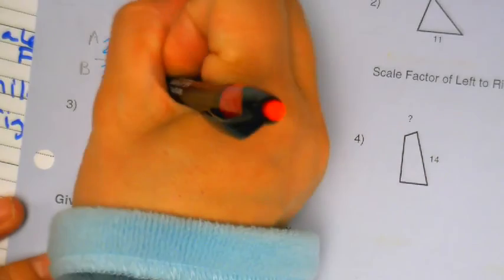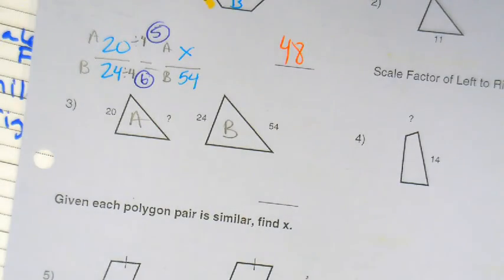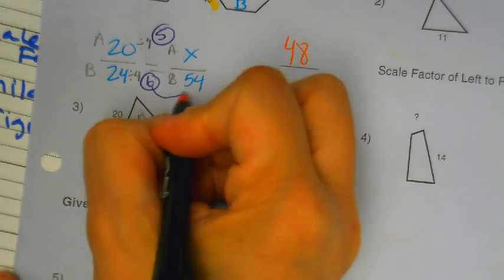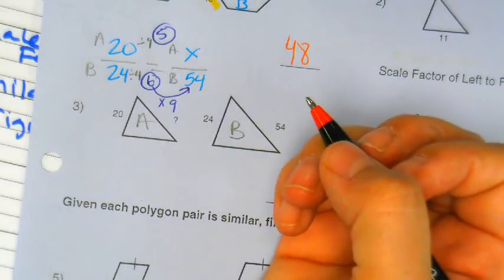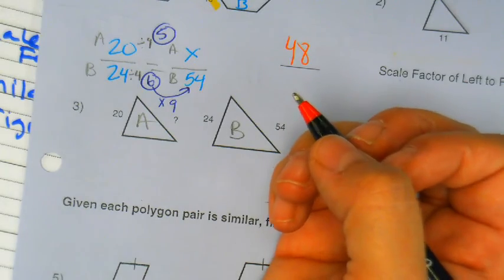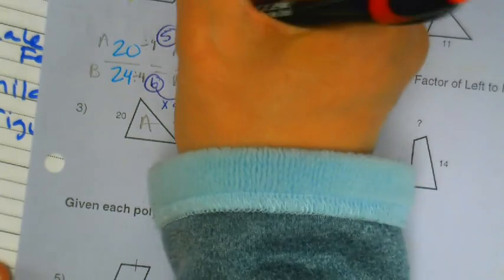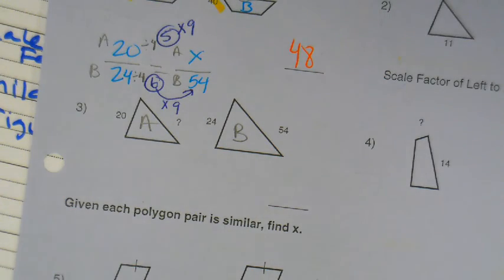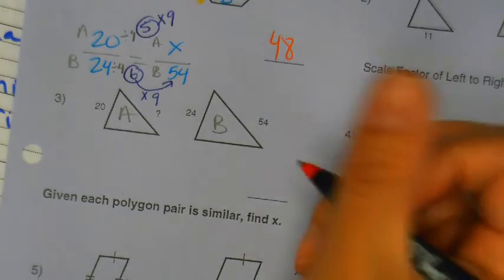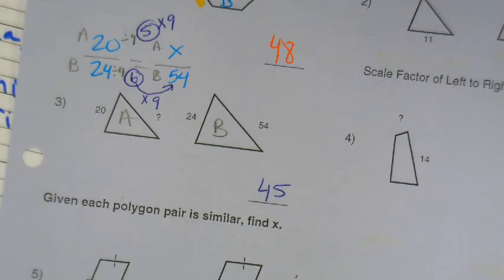Five and six. Now, is there a relationship between six and 54? Yes, times nine. Now, if you're not really good at multiplication and you don't see nine, then you're going to have to do the butterfly method. If you don't see the relationships, butterfly method always works. What's five times nine? 45, and you're done.